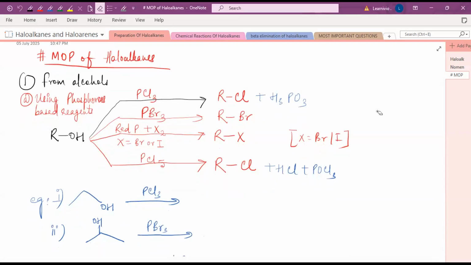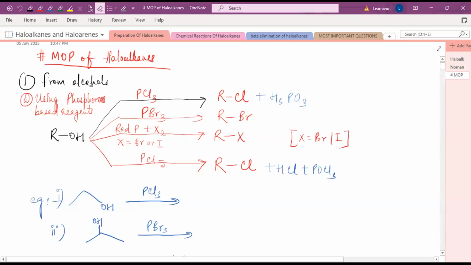First preparative method is from alcohols, right? So this is the most common method for the preparation of haloalkane, right? So in this process, basically, the replacement of OH group from an alcohol by the required halogen atom, you will see what happens. The OH group will be replaced by the halogen group. Okay, so let's see one by one.